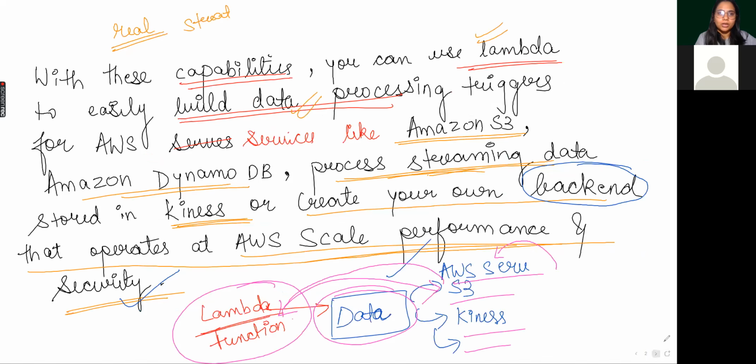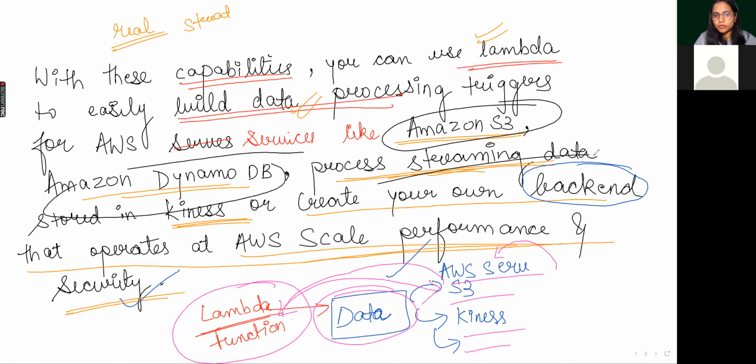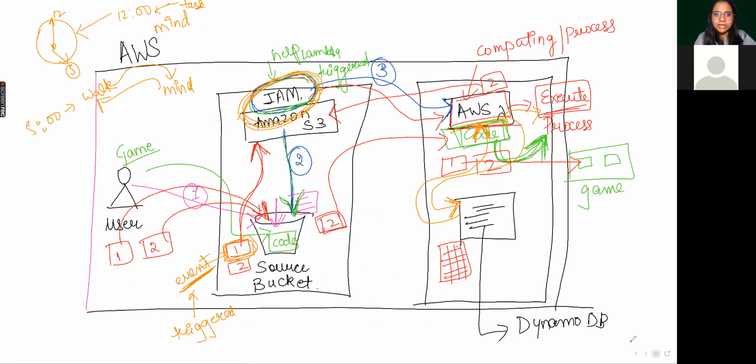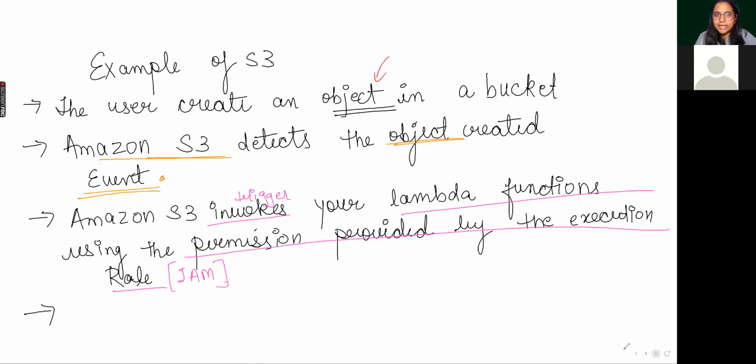Yes. What are the capabilities of Lambda? They can use services like Amazon S3, Amazon DynamoDB, stream processing, they can use SNS. And if you want to create your own backend, they can use AWS scale and performance for security. So this part is clear, like how an S3 bucket works with AWS Lambda. Yep. That is clear.